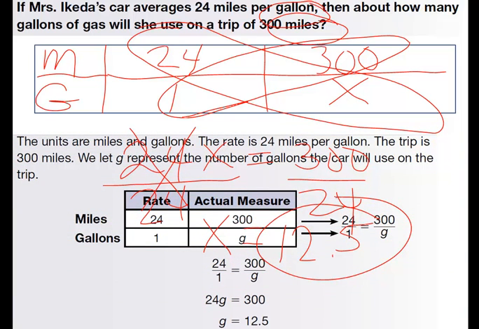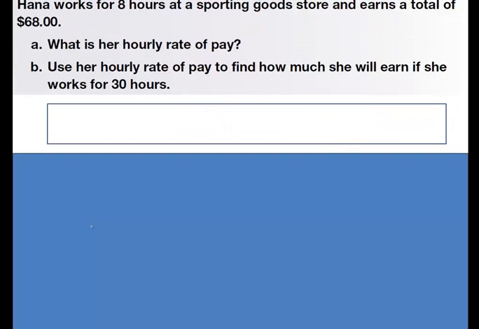Again, I know it's kind of hard trying to figure out what goes in what box and what your variables are, but you need to learn to do that. You're not going to always be able to go, okay, 24 miles per gallon, if she goes 300 miles, I can just divide 24 into 300 and get 12.5. You could do that with this easy of a problem, but when the problems get harder, you're going to have to be able to successfully set these up, or you're not going to be able to do them.